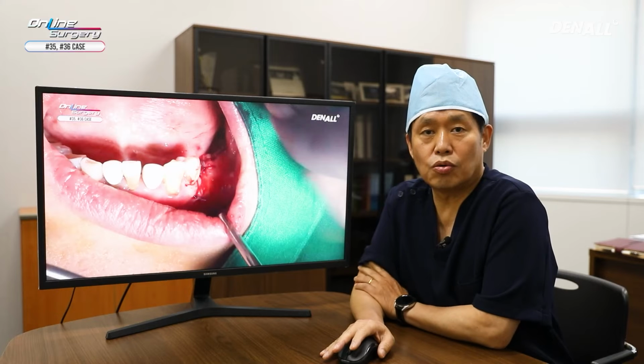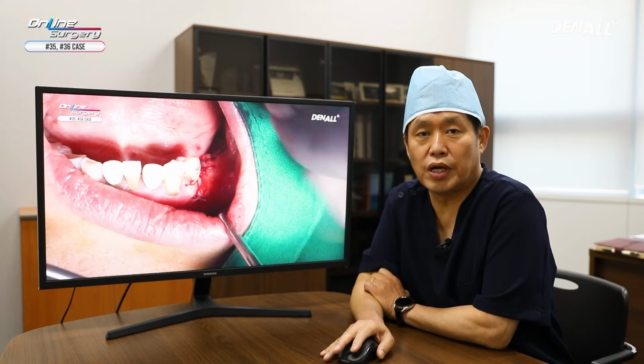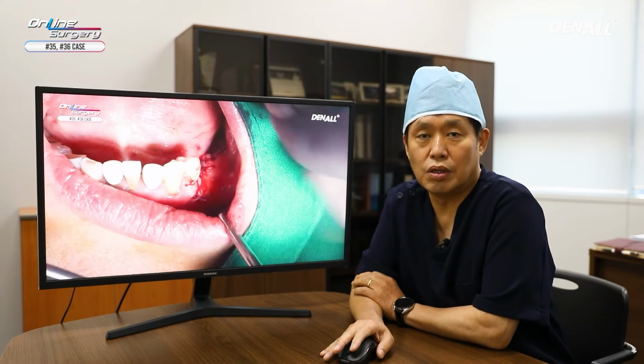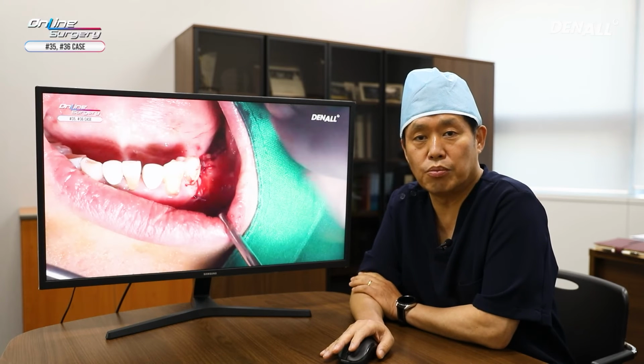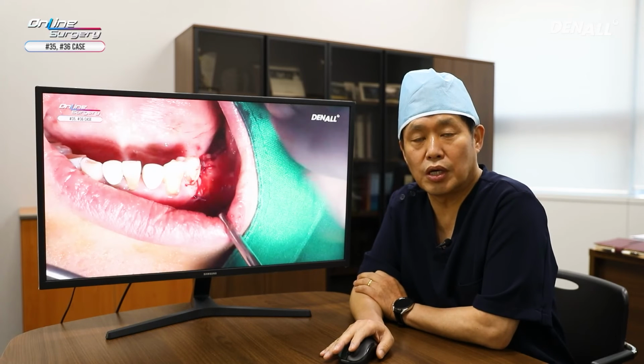In this case, I wanted to tell you that even if you use OneGuide, you don't just blindly do flapless surgery. If GBR is necessary, make incision and place the implant using OneGuide, connect cover screw, and on top you can use bovine bone for simple GBR. 2 layers of collagen membrane were used and suture was done.